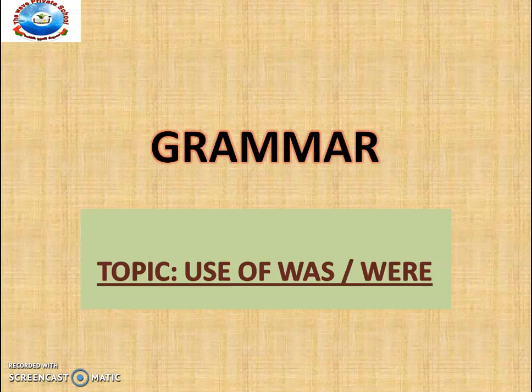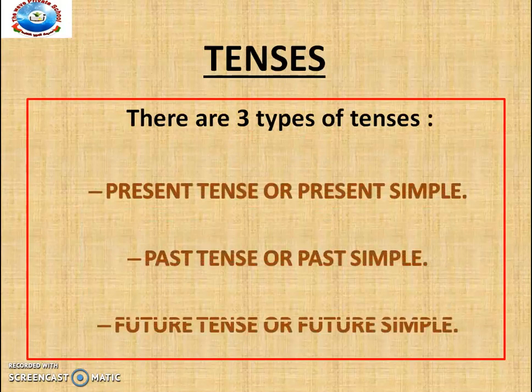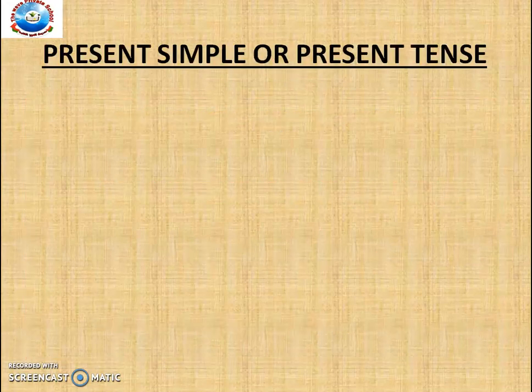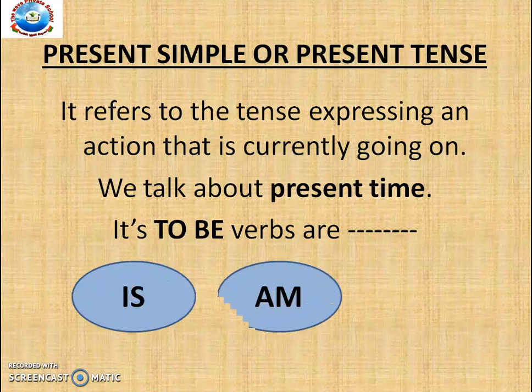Before we start with our grammar lesson, I will give you some information about tenses. There are three types of tenses: present tense or present simple, past tense or past simple, future tense or future simple. What is present simple or present tense? Present simple refers to the tense expressing an action that is currently going on. We talk about present time. Its to-be verbs are is, am, are.